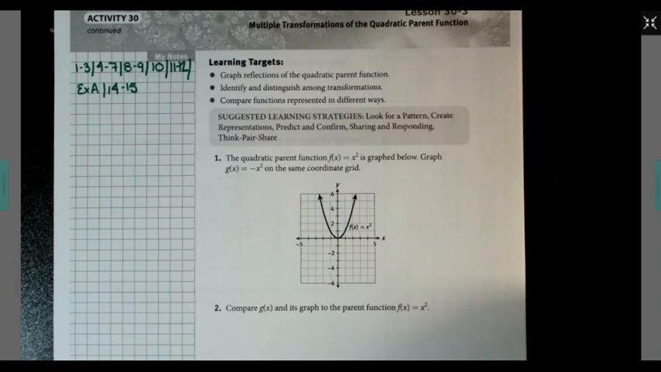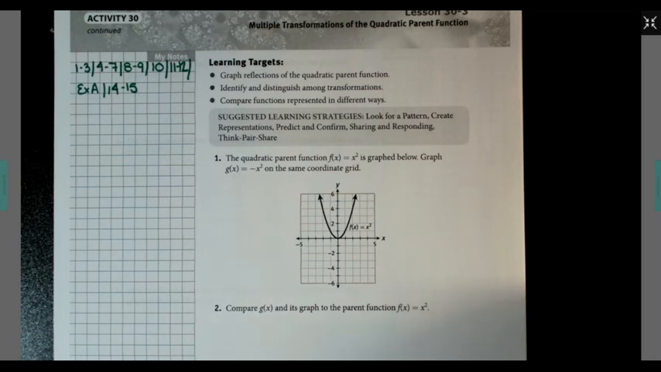Today we're going to be covering lesson 30-3, multiple transformations of the quadratic parent function. We'll be splitting this lesson into 7 sections: questions 1 to 3, questions 4 and 7, questions 8 to 9, 10, 11 and 12, example A, and questions 14 to 15. Let's go ahead and take a look at number 1 to start off with.